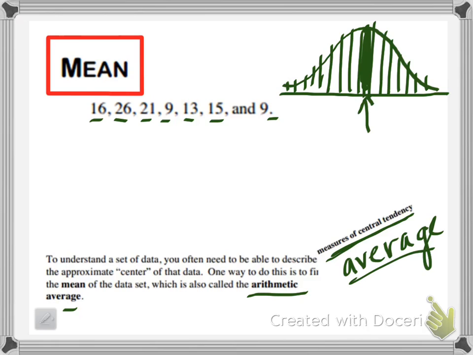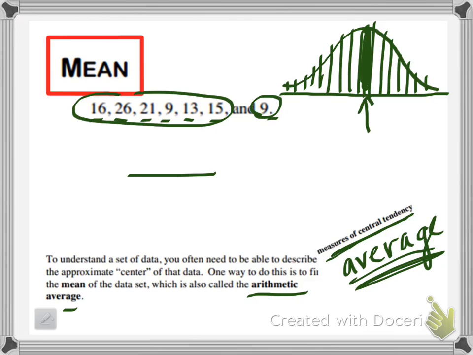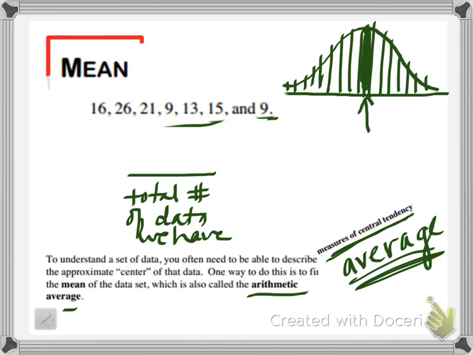But let's not get hung up on why we use mean. Let's just see if we can do it mechanically. So, it's the average. All we would do is add up all the data points we have and divide by the total number of data we have. Okay? So let's try it. I think an example explains this the best.